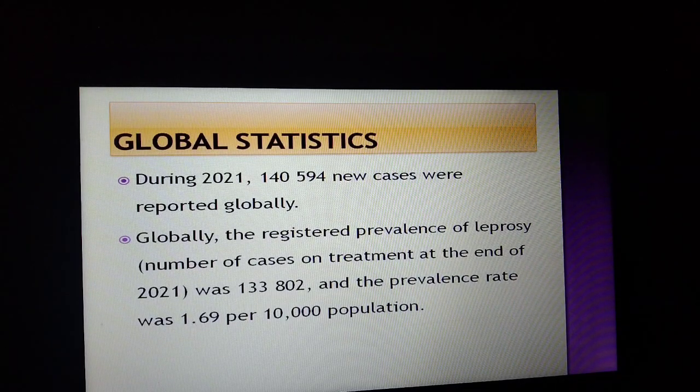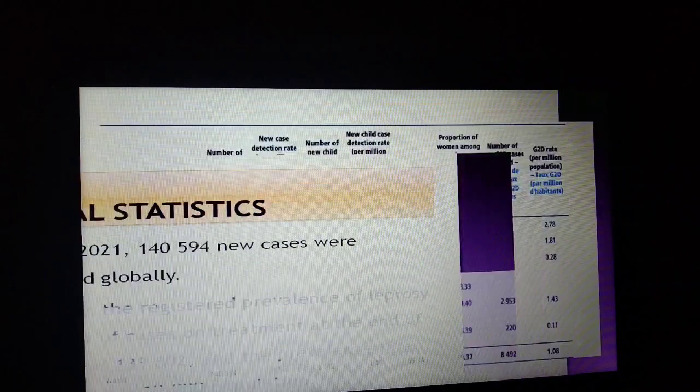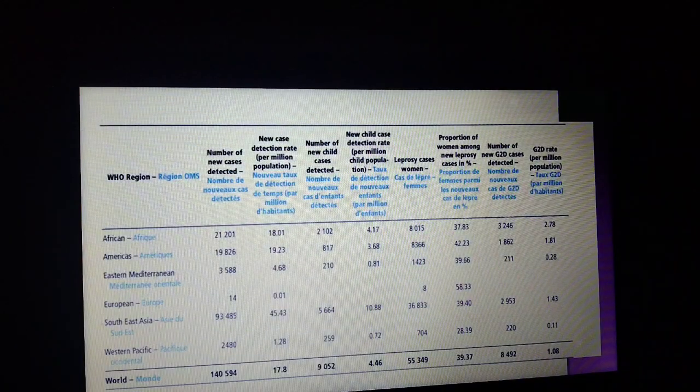Globally, the registered prevalence of leprosy, what is prevalence? Something which is very common. The prevalence of leprosy is the number of cases on treatment at the end of 2021. So how much was it? It was 13,30,802 and the prevalence rate was 1.69 per 10,000 of population. These are the cases across the globe.